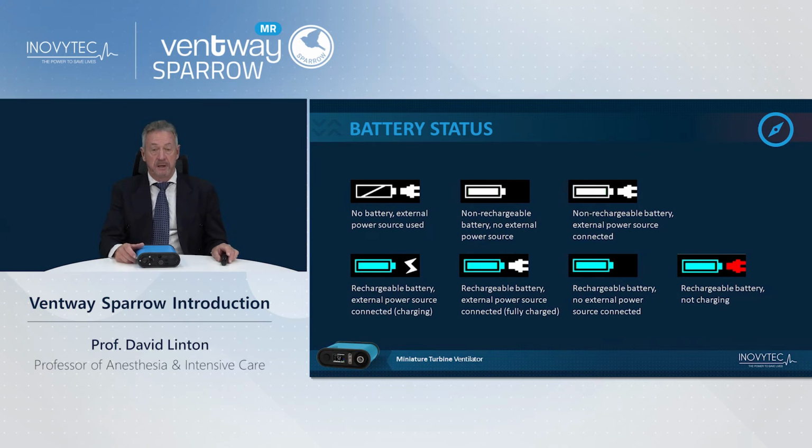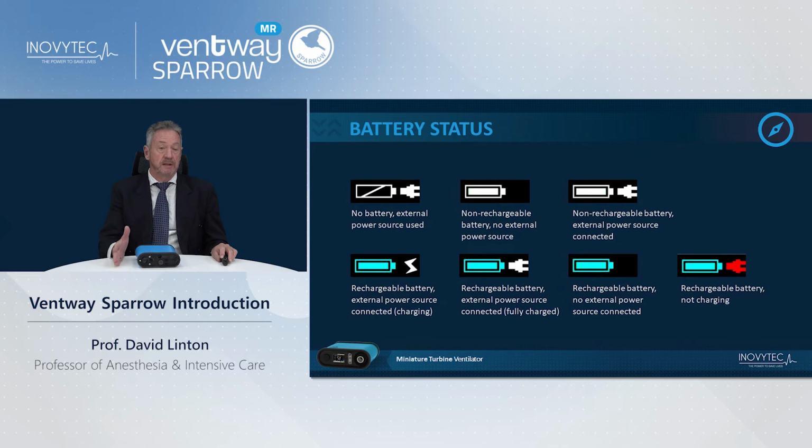Note that there are two kinds of batteries. There's the non-rechargeable battery and the rechargeable battery. On the screen you will see that if the battery is not in place, but it's plugged into electrical power, you have an icon which indicates no battery and electrical power. Note that the non-rechargeable batteries are in white and the rechargeable ones are in blue. The non-rechargeable battery with no external power shows as the battery without the electrical connection. Similarly, if you plug it in and it's charging, you will see the non-rechargeable battery with the external power source connected. For the rechargeable batteries, it's the same.